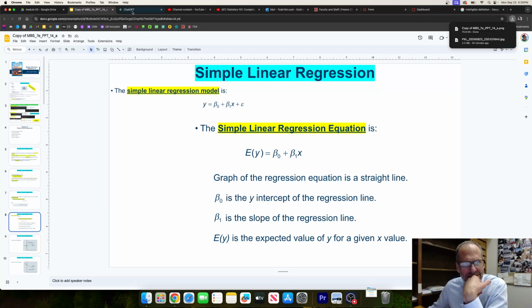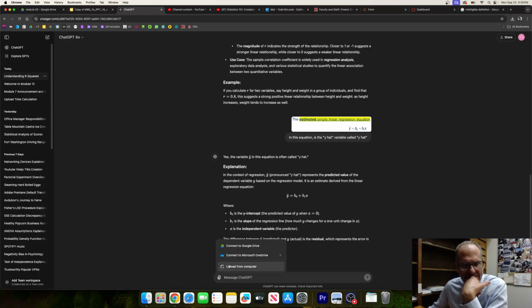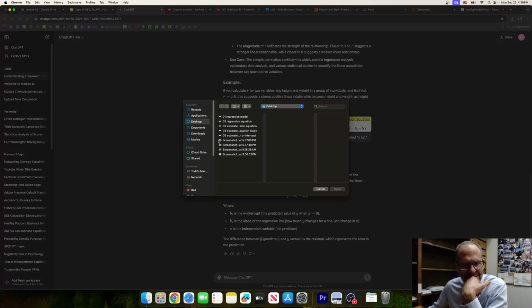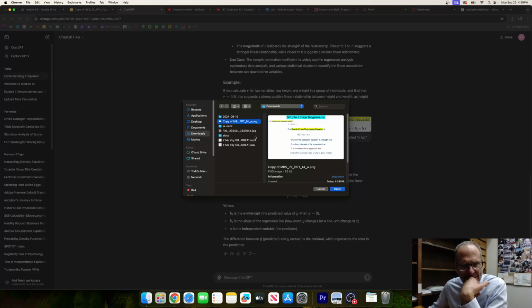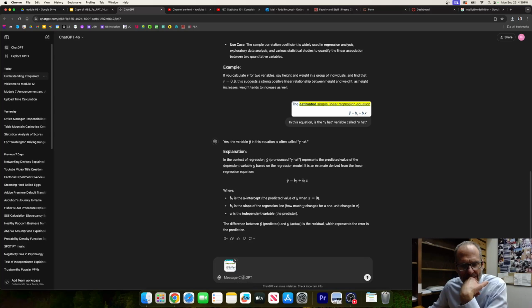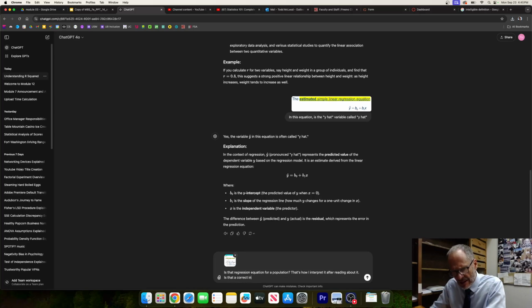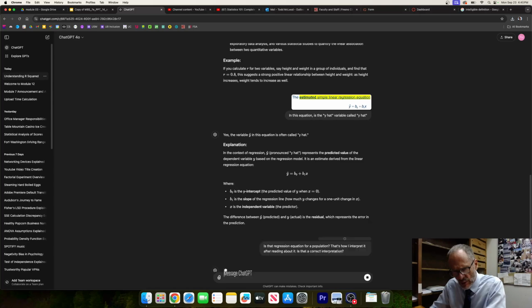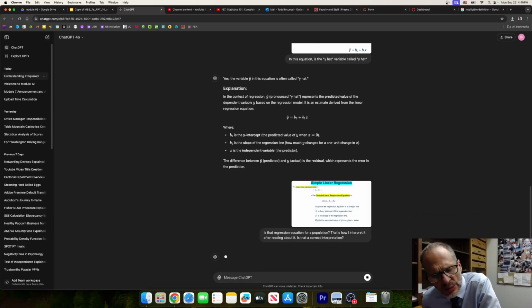So I'm going to download that slide. I'm going to come back over here, find it, and upload it from my computer. It's going to be in my downloads, and it's going to be that one right there. I'm going to open it and ask, is that regression equation for a population? That's how I interpret it after reading about it. Is that a correct interpretation? Let's see what ChatGPT says, shall we?